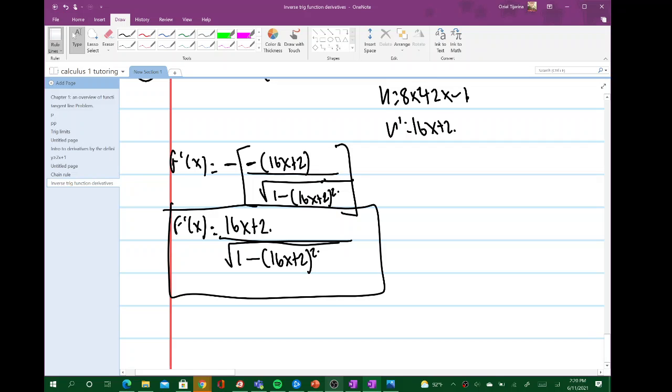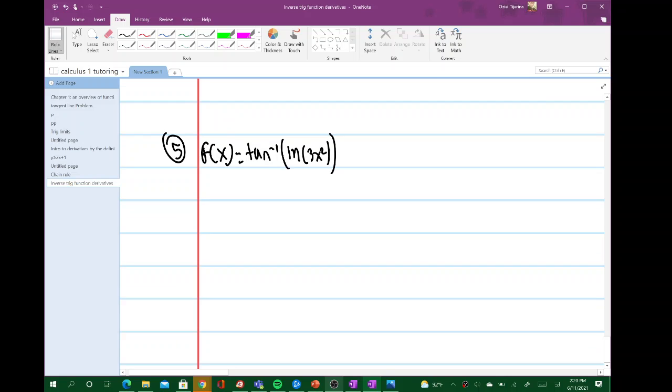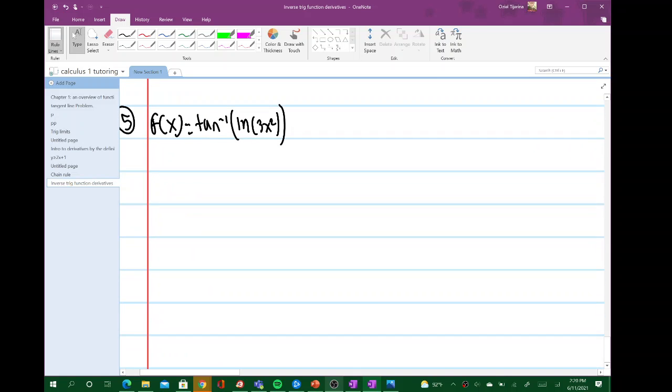Okay. Now the last one, which is number 5, we have f of x, and this one is a chain rule. Okay, so this one's a lot tougher. We're going to have f of x equals tan inverse of the natural log of 3x squared. So obviously, first what I want to do is define u as the natural log of 3x squared.